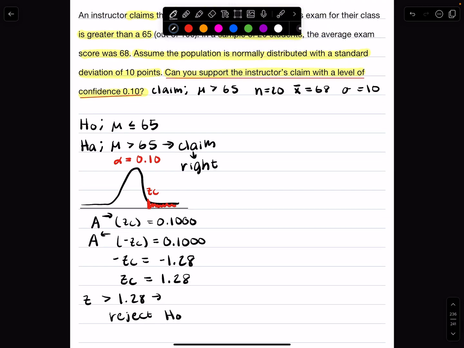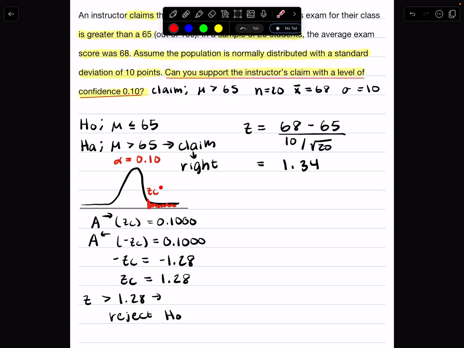Okay, so what is our z value? Let's find out. Z is equal to sample mean 68 minus population mean 65, divided by population standard deviation 10 divided by the square root of our sample size, which is 20. If you plug that into our calculator, you will get 1.34. Where does that lie in our normal distribution? Well, that's greater than 1.28. So it's in our rejection region, which means we reject the null hypothesis.